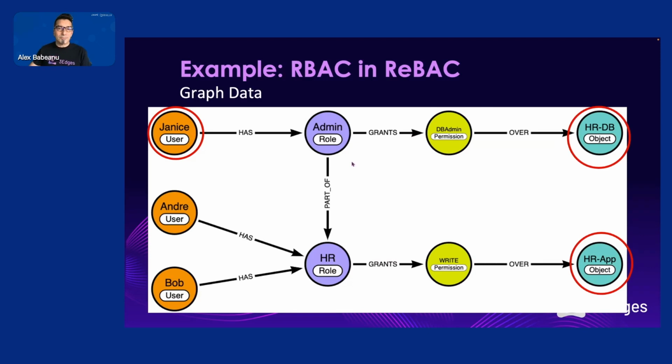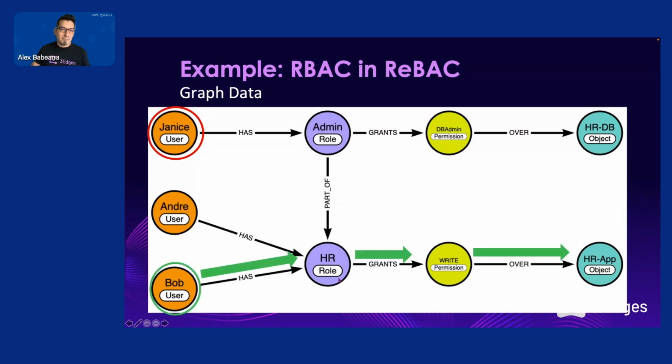Therefore, Janice has access to these 2 objects. She can access the HR database thanks to the admin role and the HR apps thanks to the HR role. Pretty simple, right? Now, user Bob down here, well, there's only one path that can satisfy Bob's access here, and that goes through the HR role, meaning that Bob only has access to the HR app.